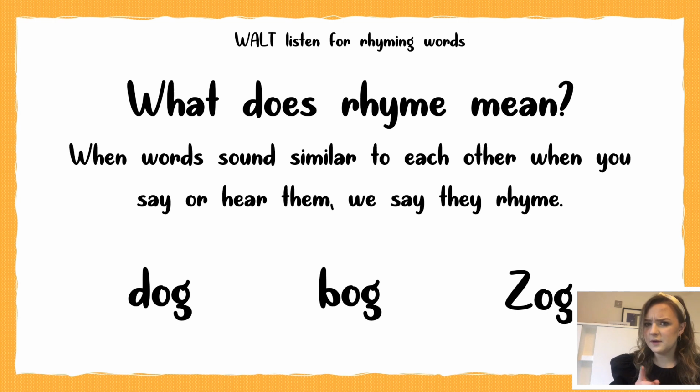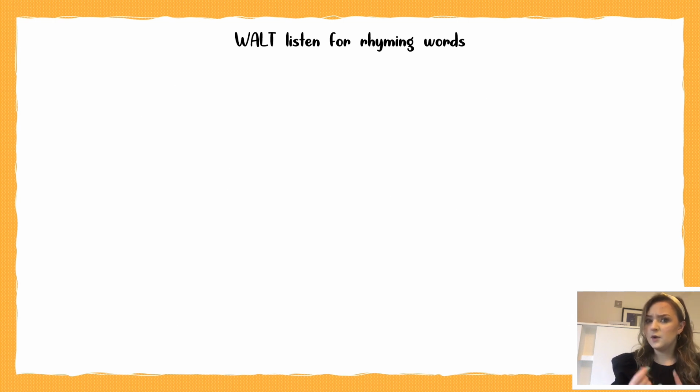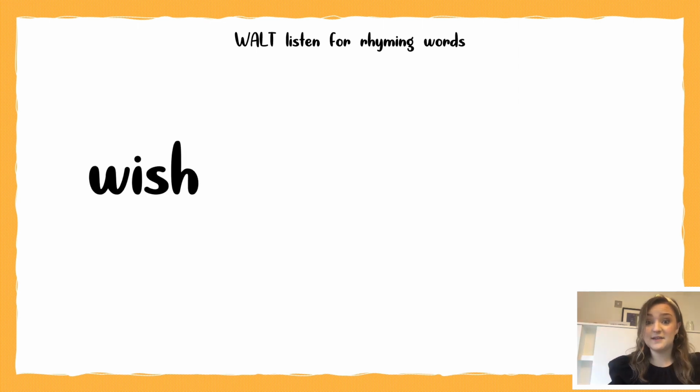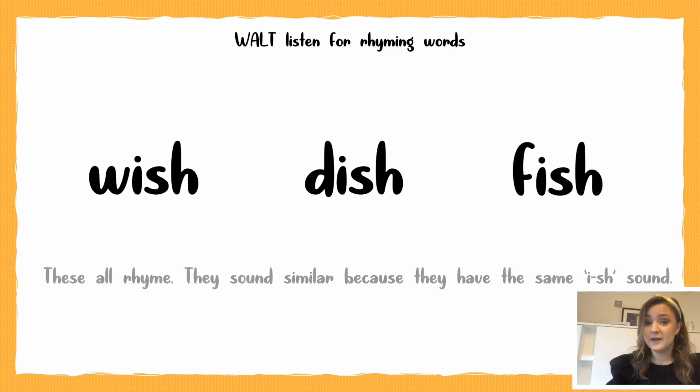I wonder if you can think of any other words that rhyme with dog, bog and zog. Can you think of any? Well done if you said log or frog. They rhyme as well, don't they? Because they have the og sound at the end of them too. Here is another example. We have the words wish, dish and fish. Can you hear that these words rhyme as well?